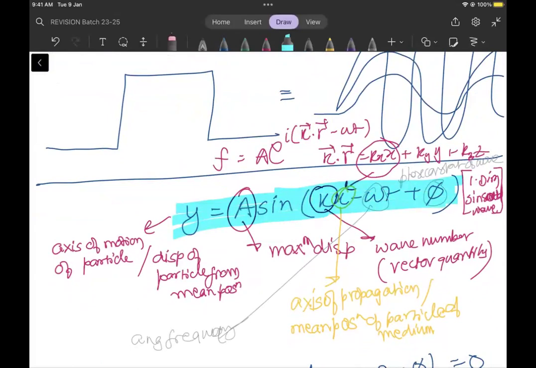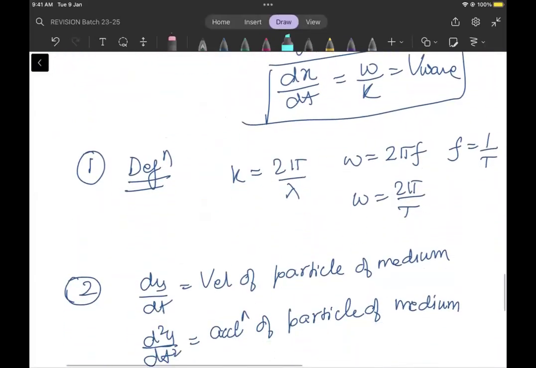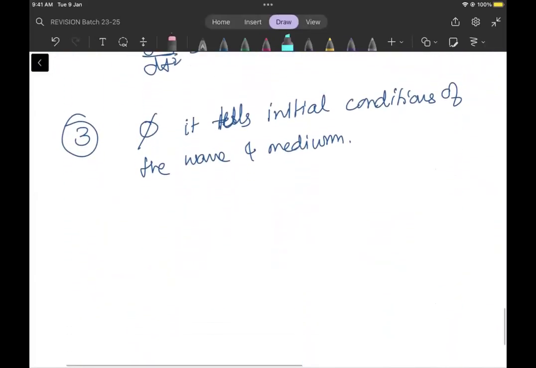ये एक्चुअली इट कैरीज huge amount of information within itself. Okay, it looks very simple and sinusoidal function है, हाँ ये तो समझ में आ ही रहा है, but it carries within itself very large amount of information. What is the information that it is carrying? So if you think about it, y is equal to a sin kx minus omega t plus phi.